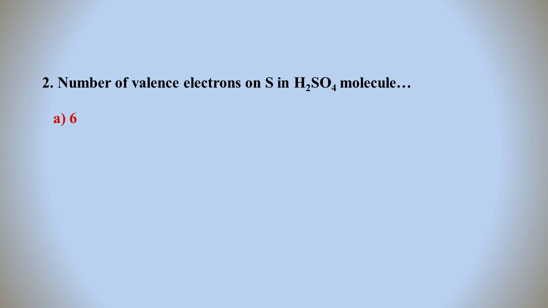Another question here, we have the number of valence electrons on sulfur in H2SO4, sulfuric acid molecule, we have 6, 16, 10 and 12. What is the number of valence electrons on sulfur? As we said, we have here 4 and we have here 2, so multiplying 6, we have 6 electrons, multiplying 2, we have 12 valence electrons surrounding the sulfur atom in the H2SO4 molecule.